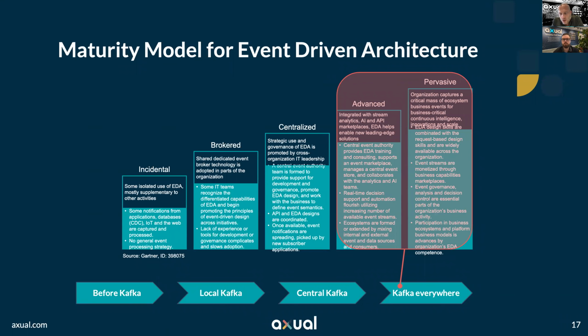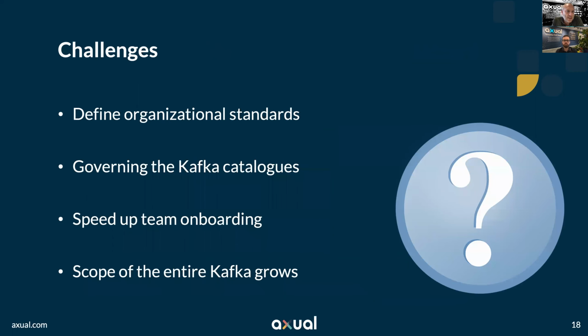So if you go on beyond the centralized phase, what kind of challenges would you then face? Well, it's mostly the architectural and the organizational challenges. You have to start defining organizational standards. So what types of information do I want to exchange with whom? Think of messaging formats. Think of a standardized way to express what a customer is or what a bank account is. You have to start governing those Kafka catalogs, a topic catalog, a data catalog. You may have to integrate that with a master data management system somehow.